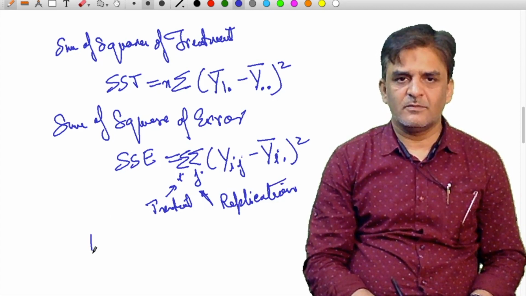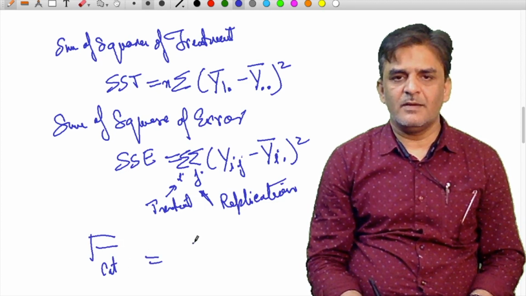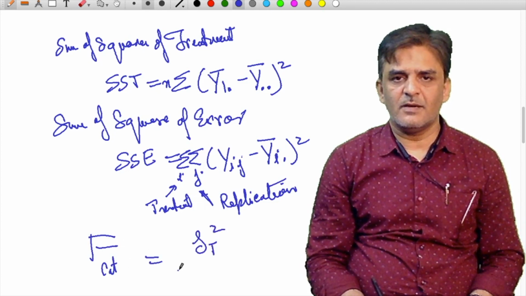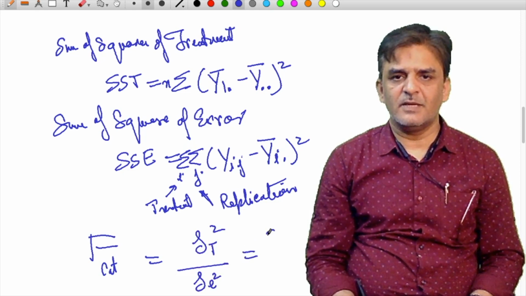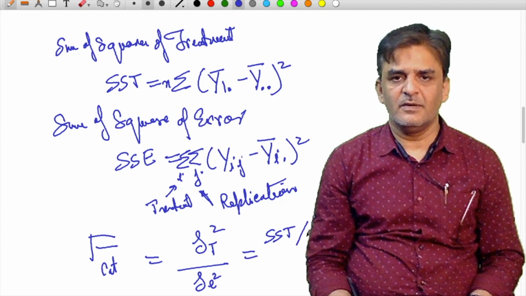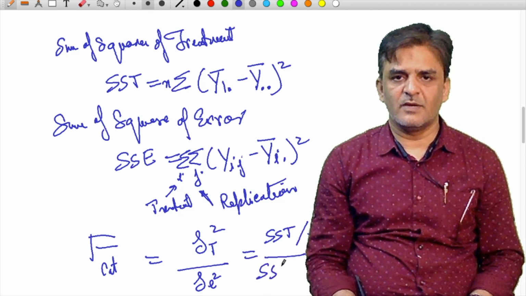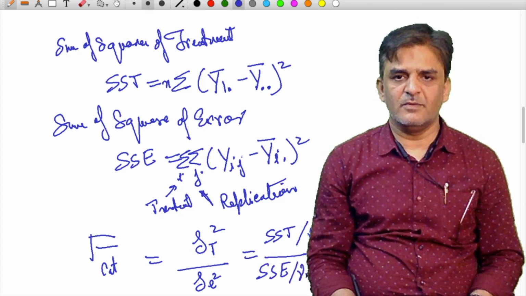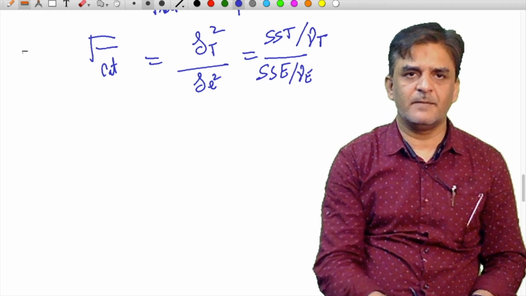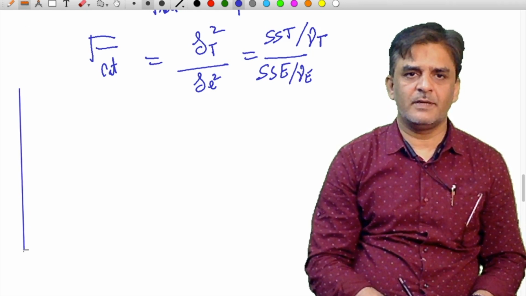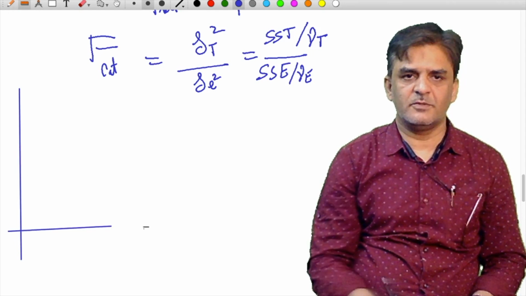So what happens when we have to find out the F value: F calculated will be variance of treatment square upon variance of error square. The variance will be nothing but sum of square of treatment upon degrees of freedom of the treatment, upon sum of square of error upon degrees of freedom of error. Now in this way we can see how we test this hypothesis over the F distribution.